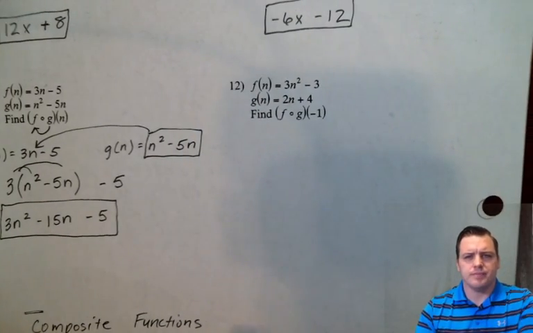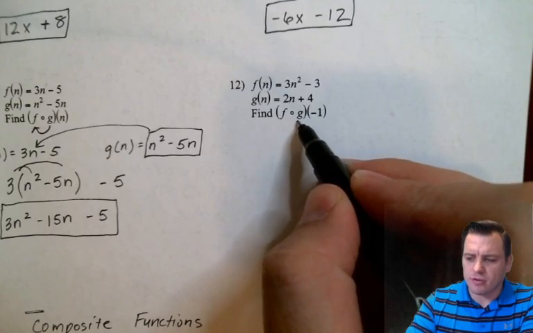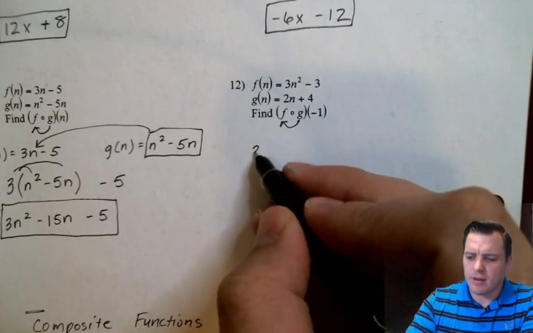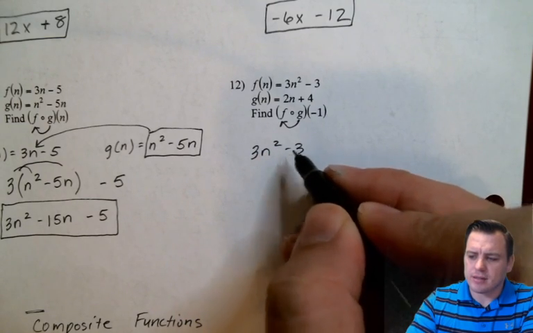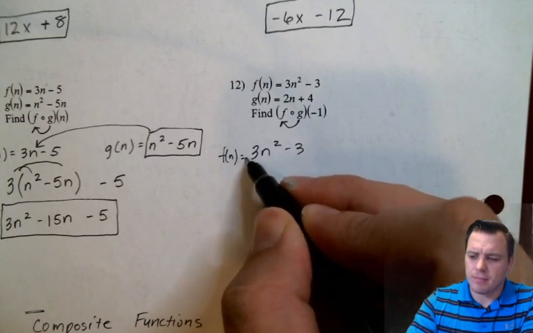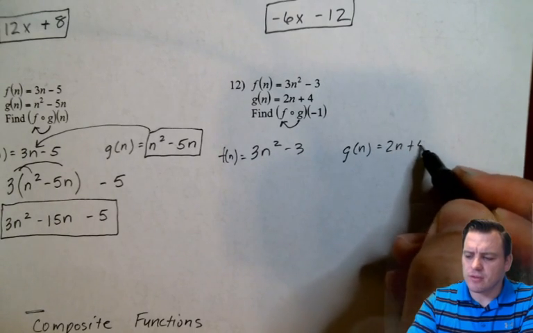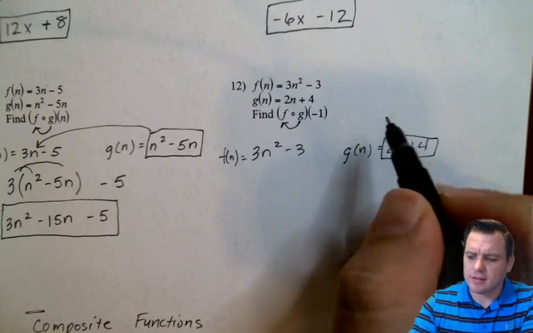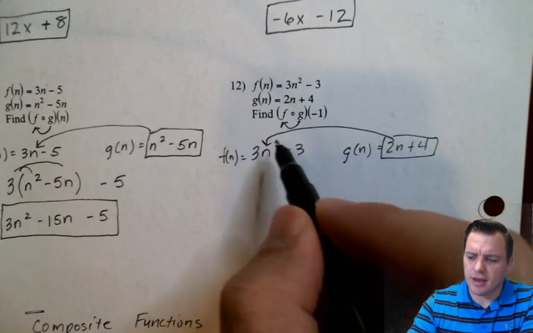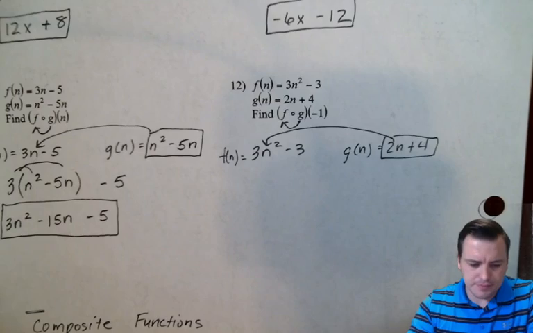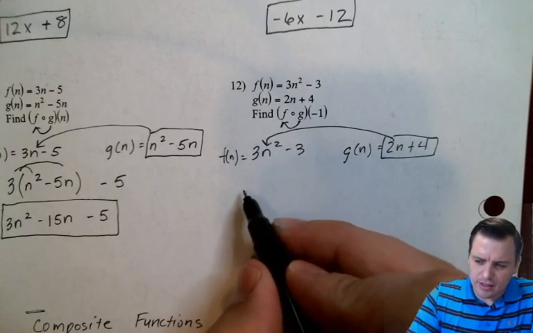Last one. F composed with G, put G into F. Okay, put G into F. 3n squared minus 3 is F of n. G of n is 2n plus 4. So take this, put G into the F, or the n there. So it'd look like this.